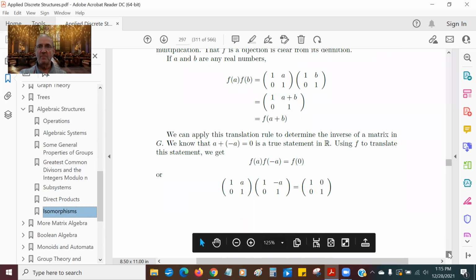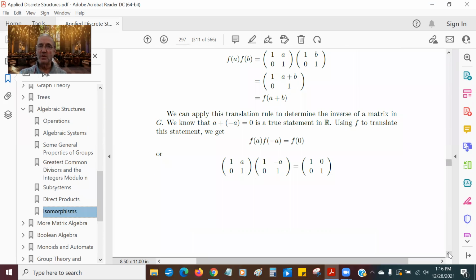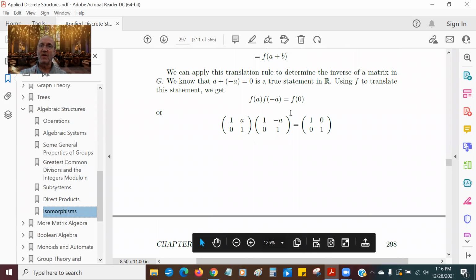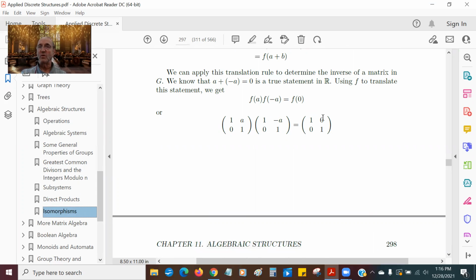Okay, and now of course we can see a lot of other cool things here. We see that F of A times F of negative A is the same thing as F of 0. And if you do the matrix multiplication, you'll see it works out. Again, if you know how to do matrix multiplication, you'll understand why this works. I'm not really going to teach a whole class here on how to do matrix multiplication. Maybe I should, a little bit. Think about that.